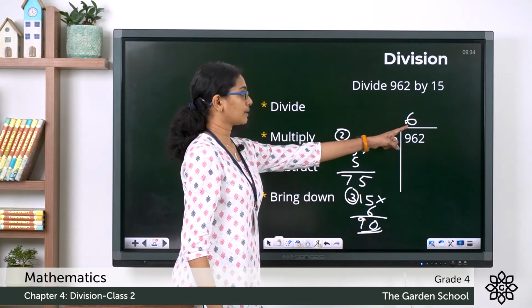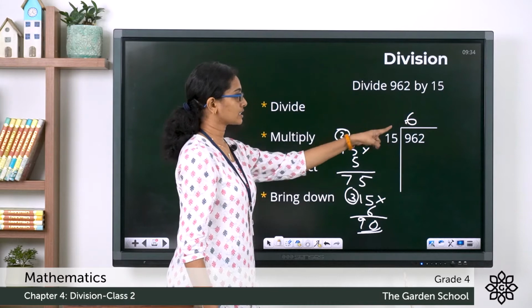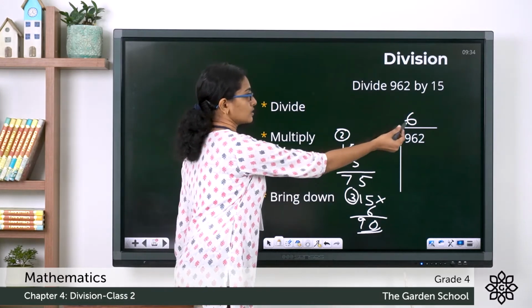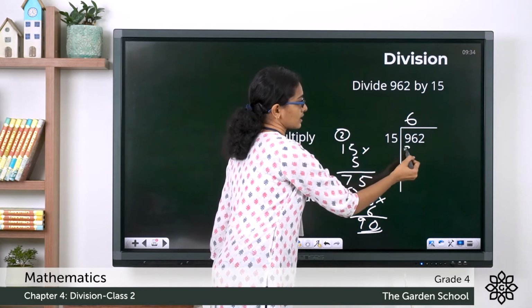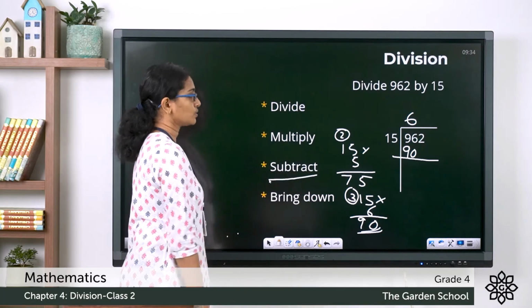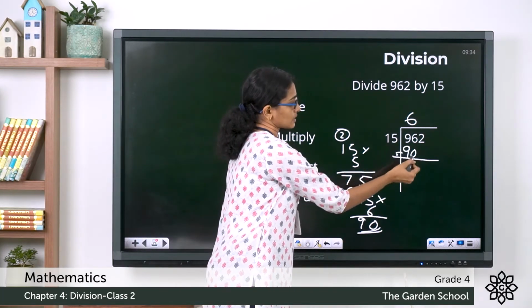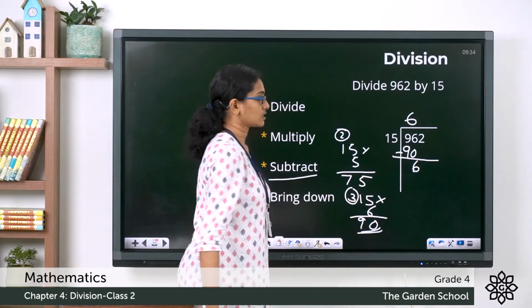Now, what is the next step? First, we divided 96 by 15. Then, the next step is to multiply the quotient and the divisor. So, 6 into 15, it's 90. Now, what is the next step? Next, we are going to subtract. So, 96 minus 90. 6 minus 0 is 6. 9 minus 9 is 0.